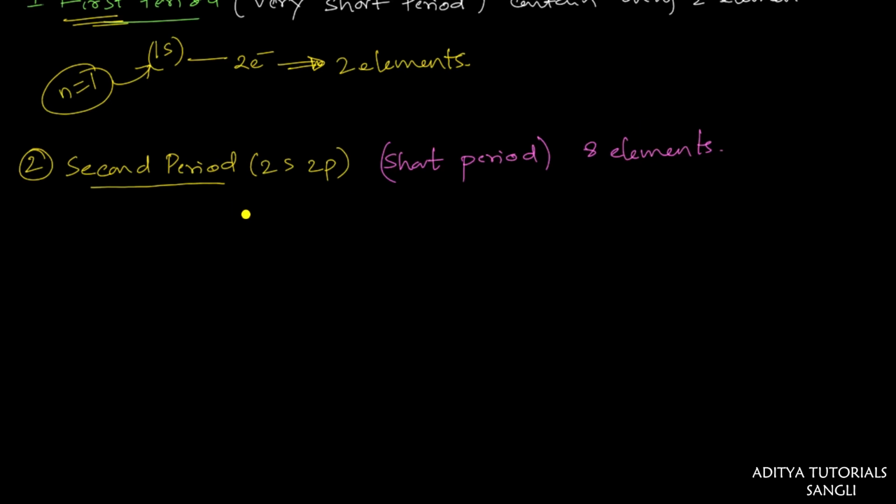And that is from lithium to neon. There are a total of 8 elements present, and the principal quantum number for this is n equal to 2. Therefore we write here 2s 2p, where the p orbital again divides into 2px, 2py, and 2pz orbitals that can accommodate a maximum of 8 electrons. When n is equal to 2, the maximum number of electrons is 8.